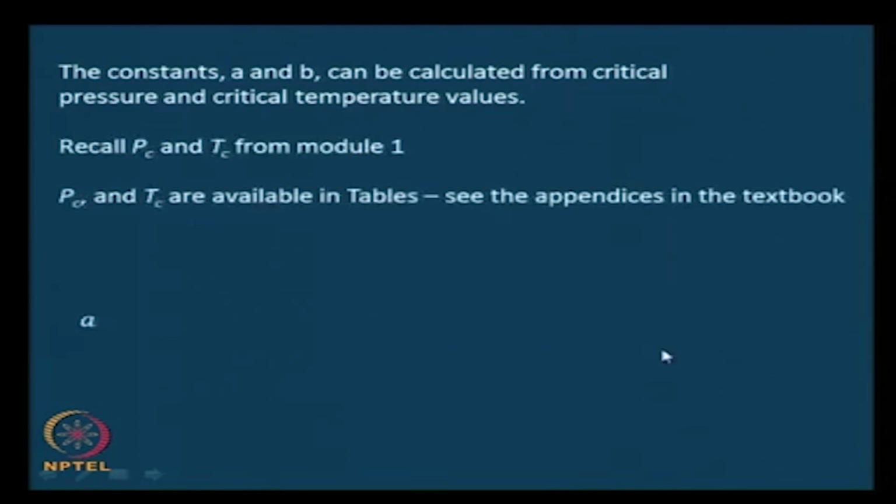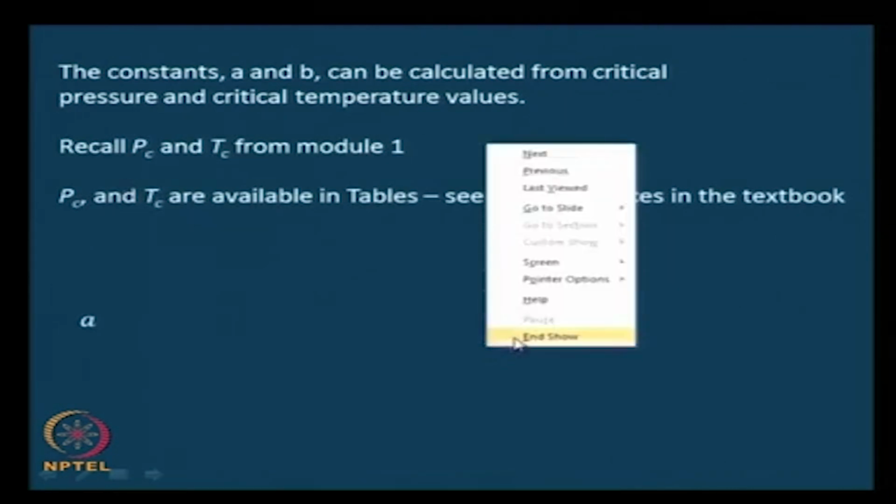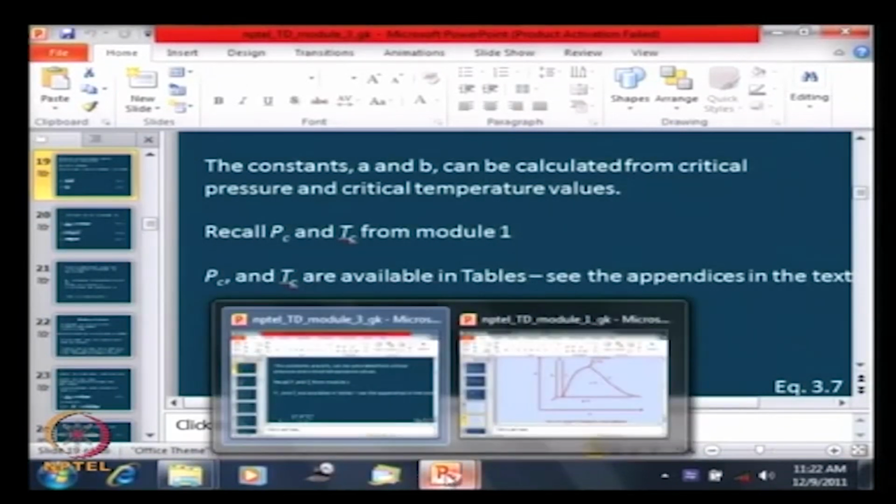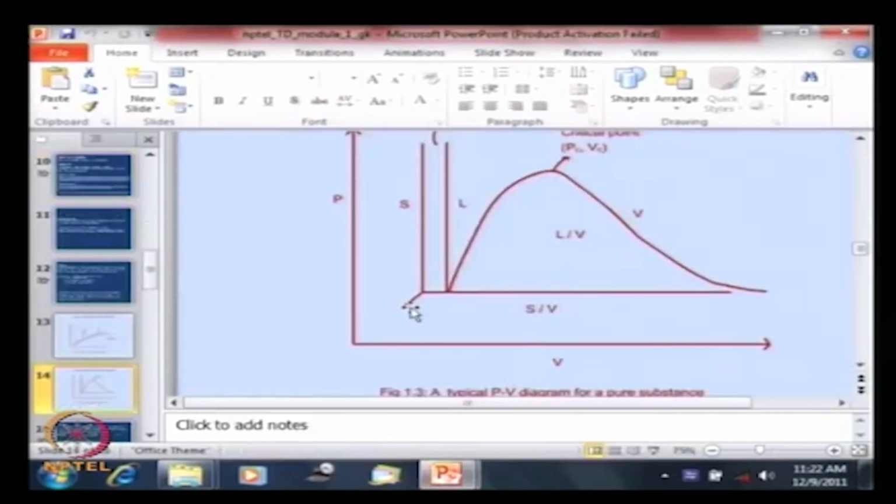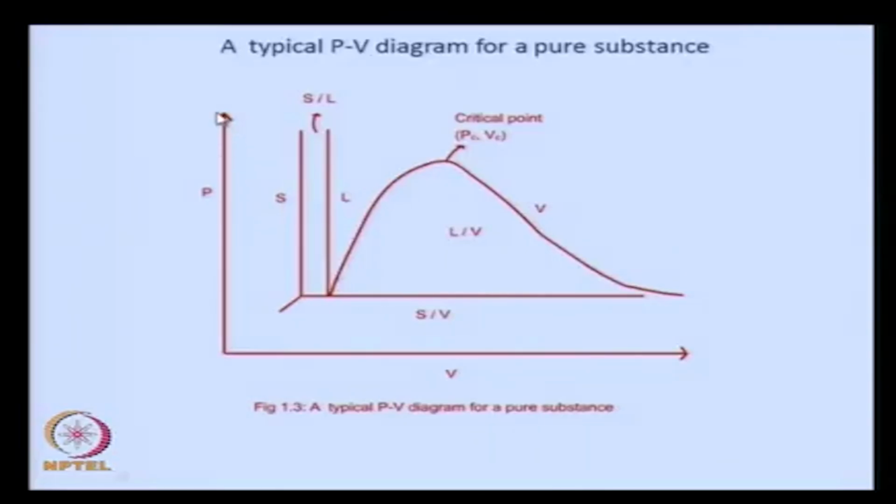Okay, this might be worthwhile, so let me go here and recall our PV diagram here. PV, the variation between pressure and specific volume for a pure substance. Let us focus on this curve alone.